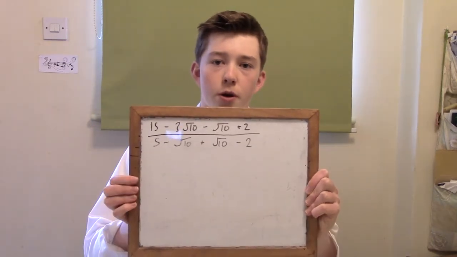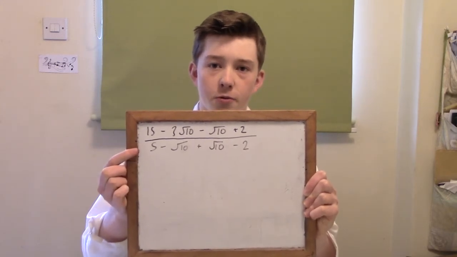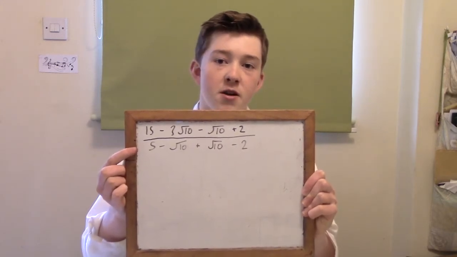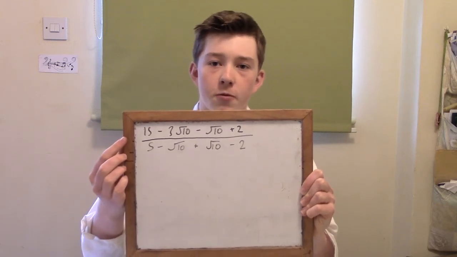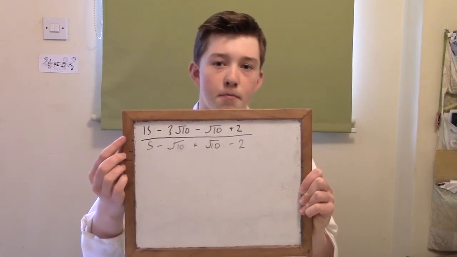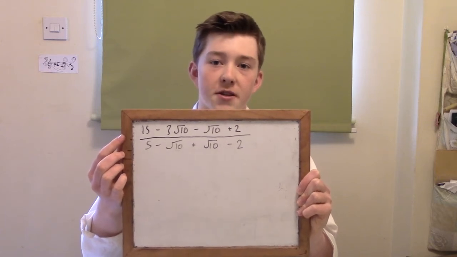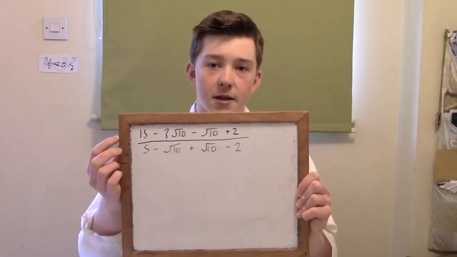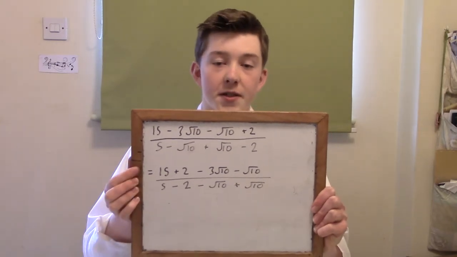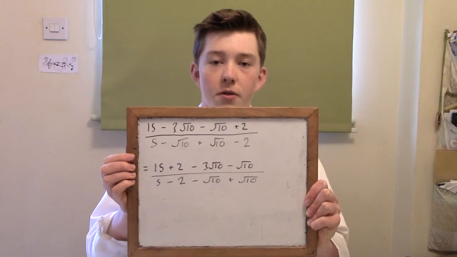So what we've got the equation to so far is 15 minus 3 root 10 minus root 10 plus 2 over 5 minus root 10 plus root 10 minus 2. This may still look extremely complicated, but I promise we can make this simpler really easily. You don't have to do this step, but it can make it easier to see which numbers you're working with.